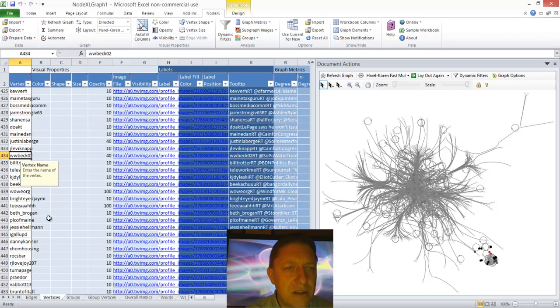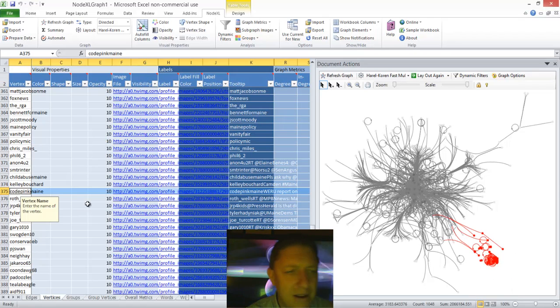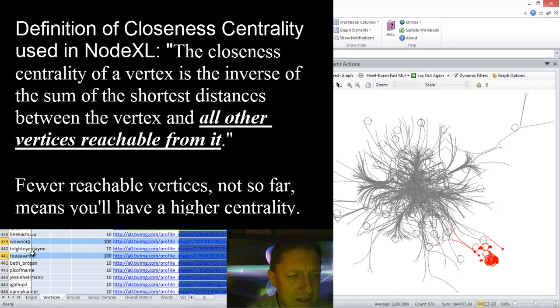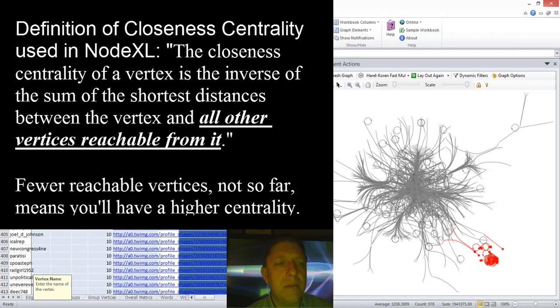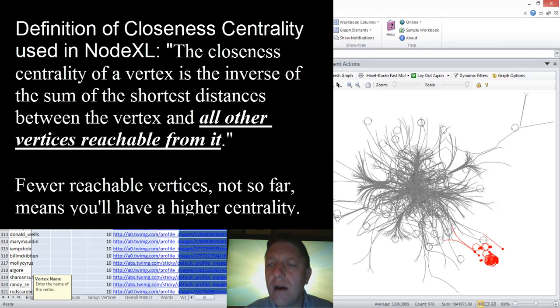Justin LeBurge, WW Beck. Oh, right, I've got to select them again. Code Pink Main, Tia. I don't know who Tia is, but these are accounts. Kristen Agan. These are individuals who are all referring to each other, who are all really close to each other, and they're not referring largely to others.